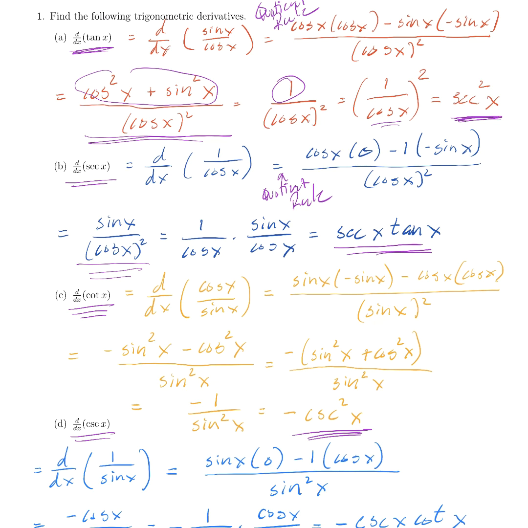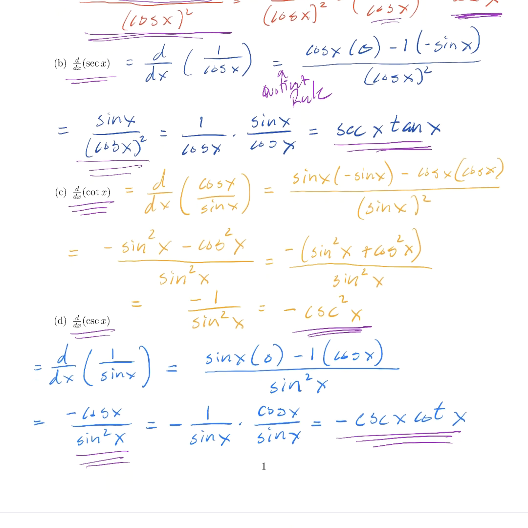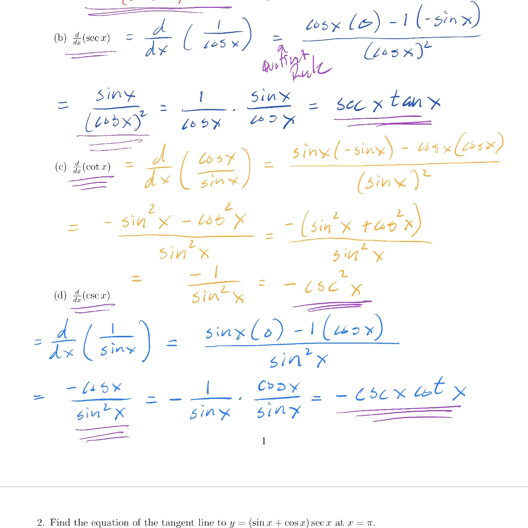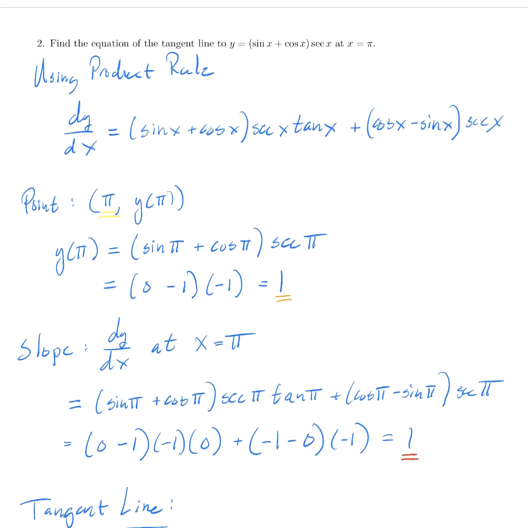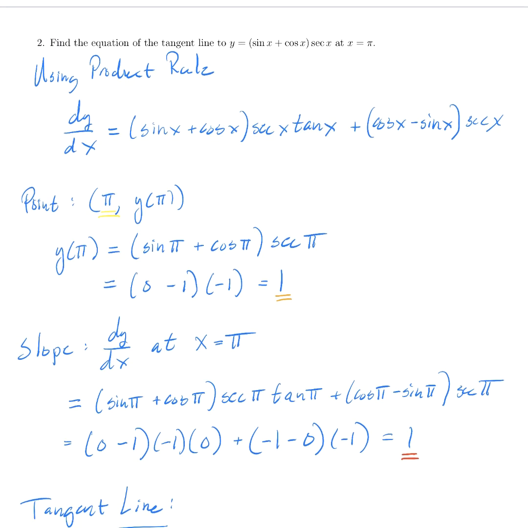Okay, so those 4 trig derivatives are going to play a role the rest of the way. Most commonly, you'll have to recall the derivatives for sine, cosine, tangent, and secant, but the derivatives for cotangent and cosecant will come into play every once in a while. Okay, now find the equation of the tangent line to sine x plus cosine x times secant x at x equals pi. All right, so to find the equation of a tangent line, we need a point and a slope.